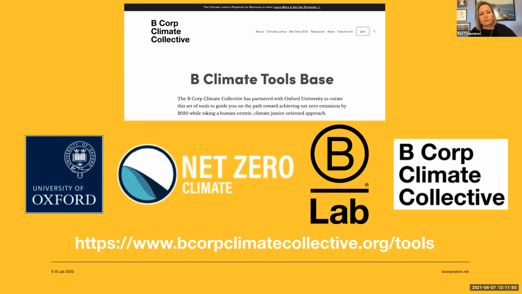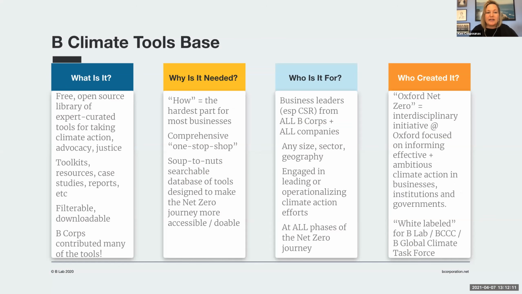Next slide. So that brings us to the B Climate Tools Base, which was launched just a few weeks ago. It's an amazing collaboration between the University of Oxford and their net zero climate team with B Lab and the B Corp Climate Collective. You can find it at bcorpclimatecollective.org/tools. Next slide. And it's a free open source library of expert curated tools for taking climate action.